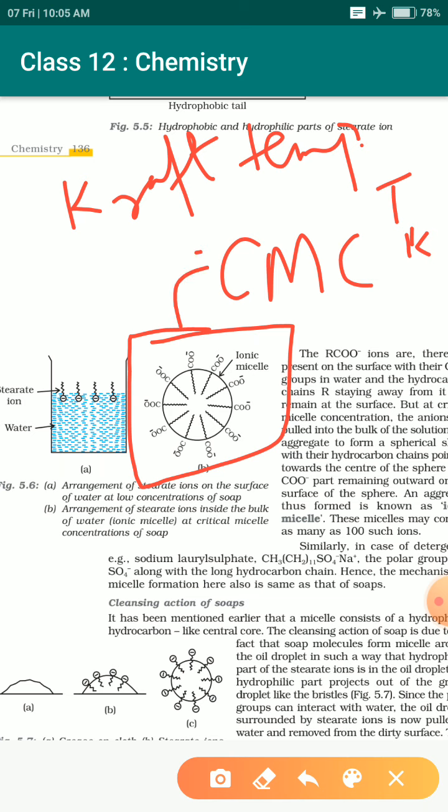We need to imagine only one thing: the micelle is formed at the critical micelle concentration. What you are seeing here is actually a water droplet of soap along with water. You see this COO minus, this hydrophilic part, being shown outside. And you see this zigzag type structure, this is the hydrophobic part that is staying out of the water.